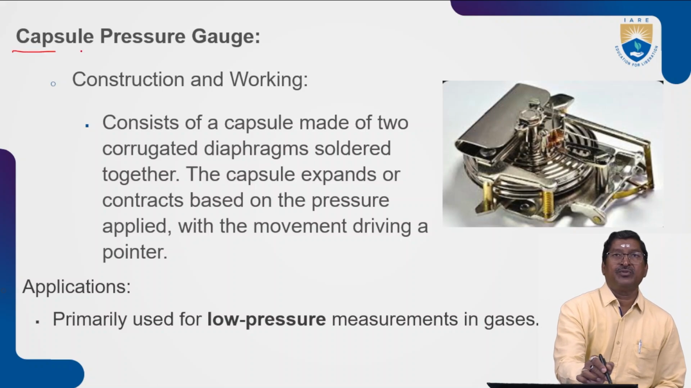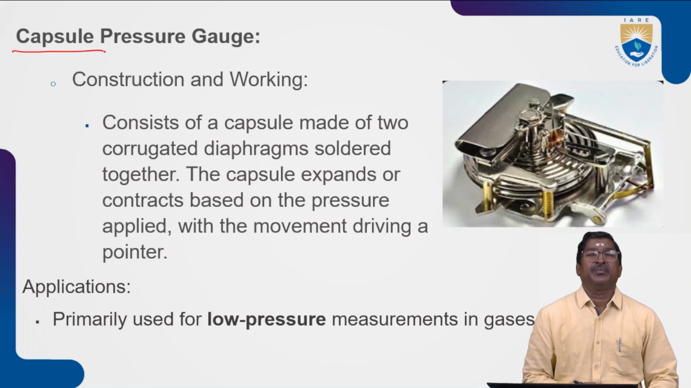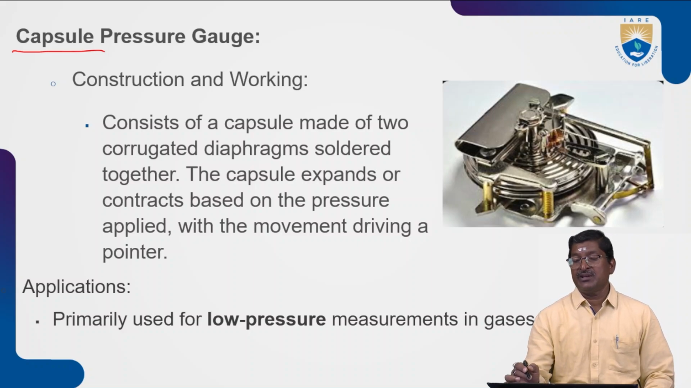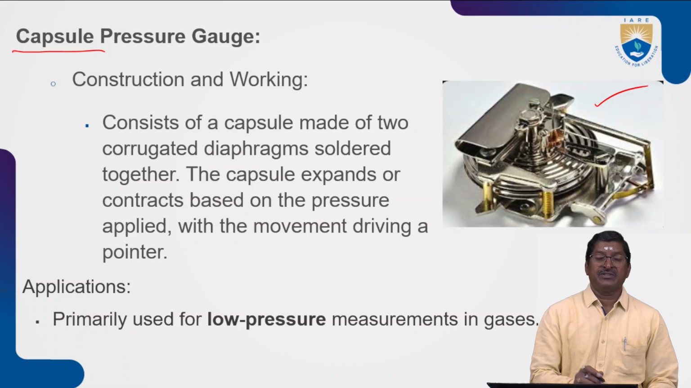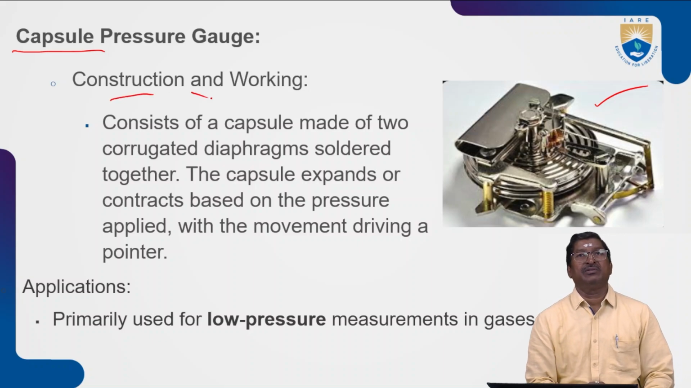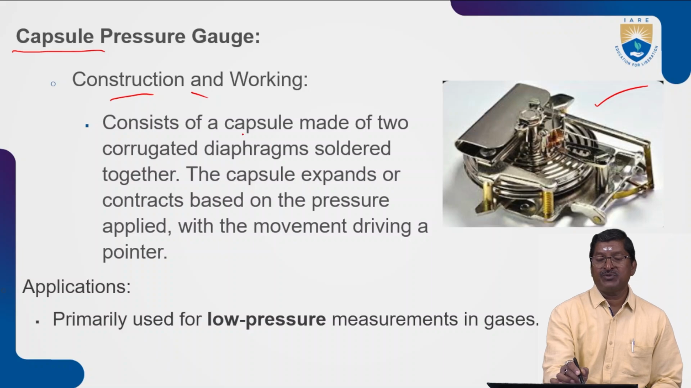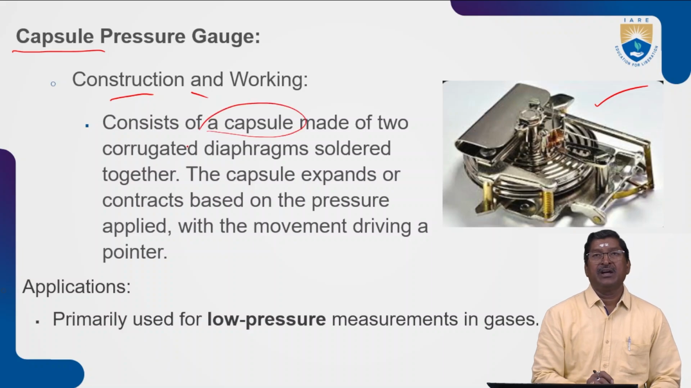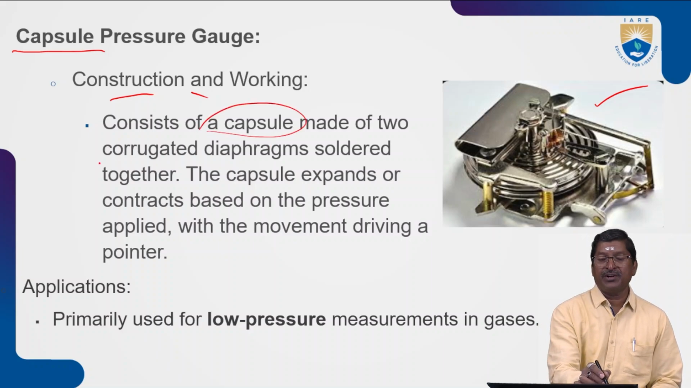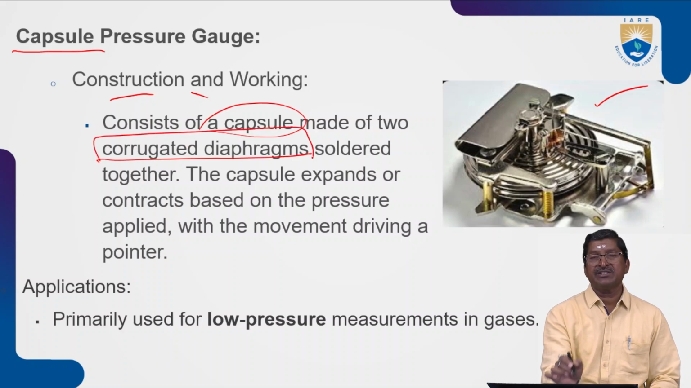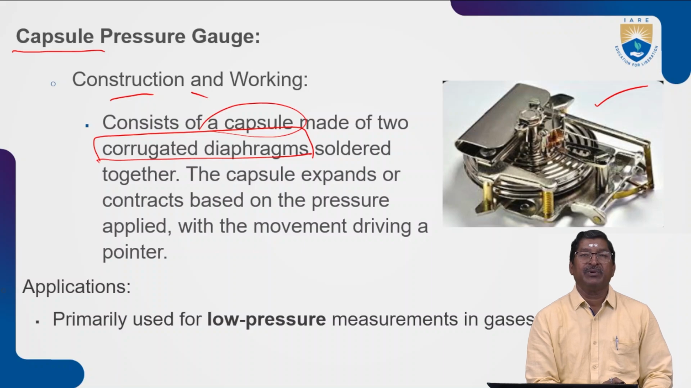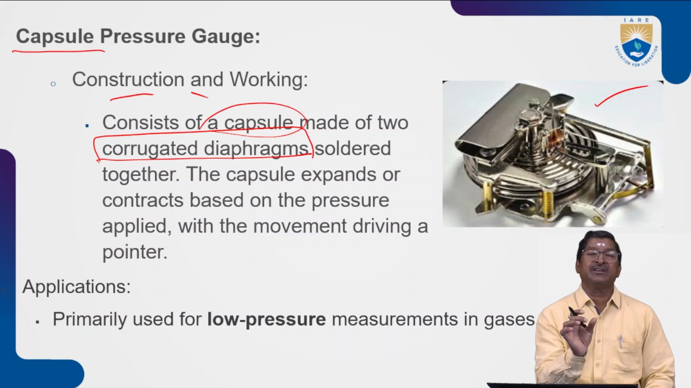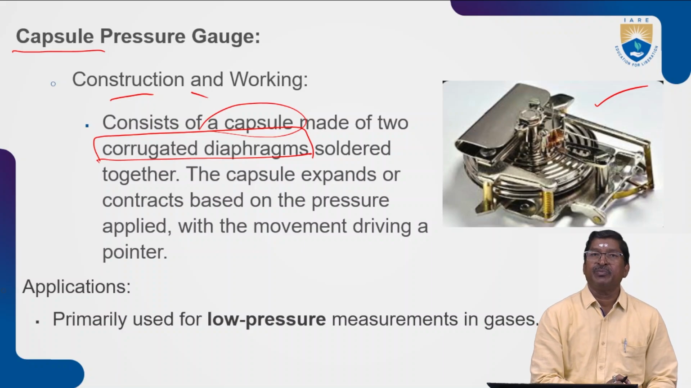Another type of mechanical pressure gauge is the capsule pressure gauge. You can see the figure here. This is a capsule pressure gauge, and you can see the construction and working. It consists of a capsule made of two corrugated diaphragms. In the diaphragm pressure gauge, only one diaphragm, a very thin membrane, is there, which deflects depending upon the pressure applied.